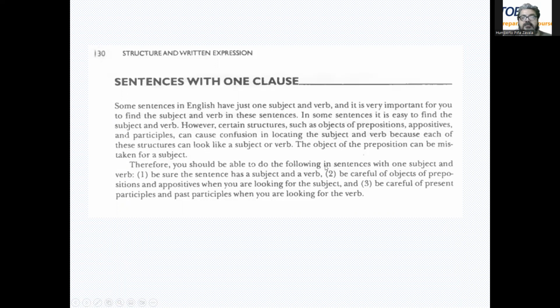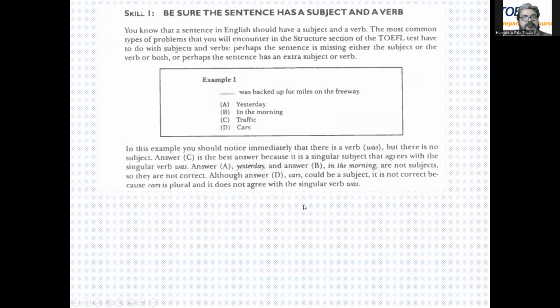Therefore, you should be able to do the following in a sentence with one subject and verb. 1. Be sure the sentence has a subject and a verb. 2. Be careful of objects of preposition and appositives when you're looking for a subject, because you may confuse them. And 3, be careful of present participles and past participles when you're looking for the verb, because again, you might confuse those. So skill number 1, be sure the sentence has a subject and a verb.